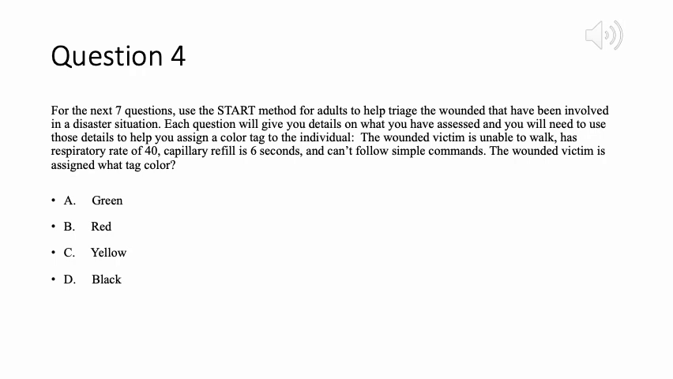So if we go down the flow sheet, the victim is not able to walk, so he does go through our assessment. I'm assuming because he has a respiratory rate of 40, he is spontaneously breathing, but his rate is over 30, so he would immediately, at that point, be assigned red. The answer is B.